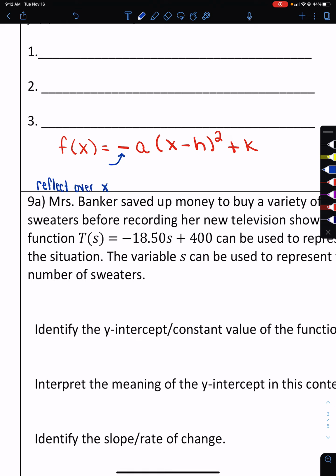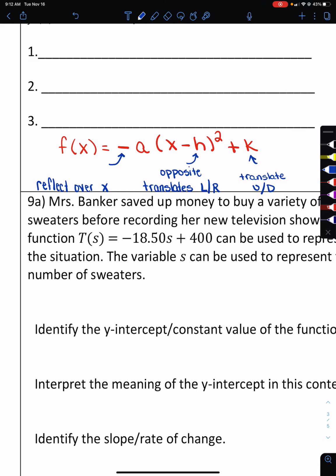Okay. We talked about the H value. Okay, that one is always the opposite, and that makes it move left or right. So translates left or right, and this one is the one that does the opposite. We said anything inside with the x, when we take it out, it becomes the opposite. And the k, well, that one's not inside the parentheses. So this one is going to translate either up or down. Okay, if it's a positive k, it moves up. If it's a negative k, it moves down.